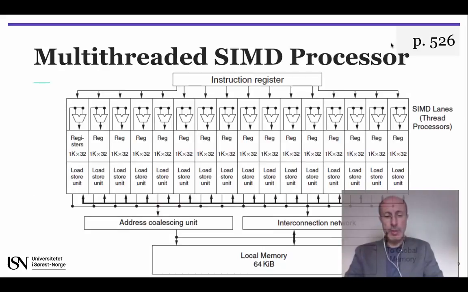This slide shows the simplified block diagram of the data path of a multithreaded SIMD processor comprising 16 lanes. A GPU comprises a collection of these multithreaded SIMD processors, and an upper-level unit called the thread block scheduler is in charge of assigning blocks of threads to these units.